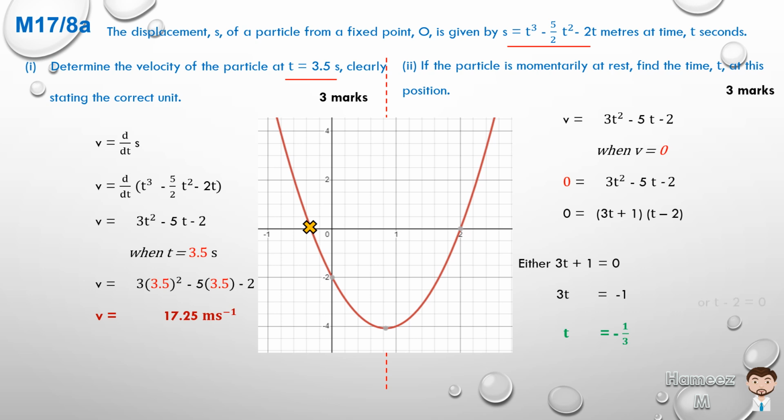Or for the second bracket, t minus 2 is equal to 0. So t is equal to 2 seconds, and we can bring that up. Therefore, if the particle is momentarily at rest, it must be on the right-hand side when the time is 2 seconds.